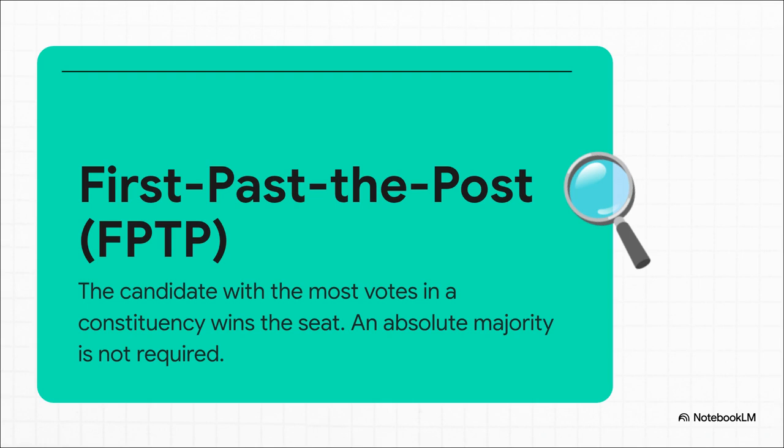But, for all their differences, there is one big thing they have in common for their legislative elections. It's a system called first past the post. And it's pretty simple, really. It's winner take all. In any given district or constituency, the candidate who gets just one more vote than anybody else wins. That's it. You don't need a majority, just the most votes.